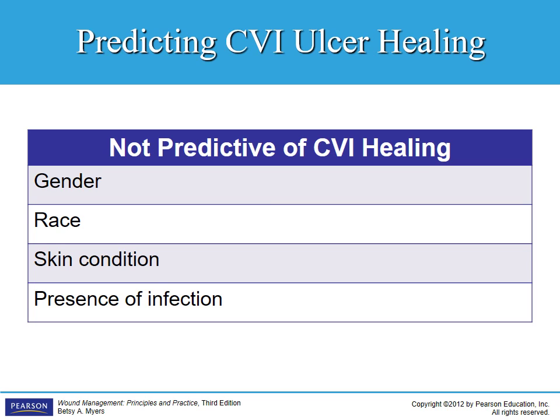Gender, race, skin condition, and presence of infection have not been shown to be predictive of chronic venous insufficiency healing. So these 4 things are not predictive of healing with a chronic venous insufficiency ulcer.